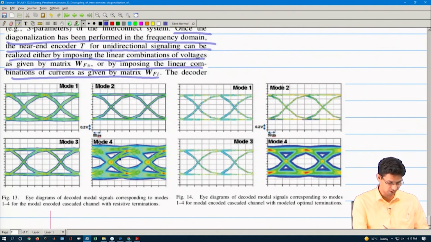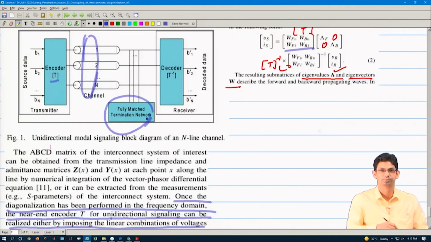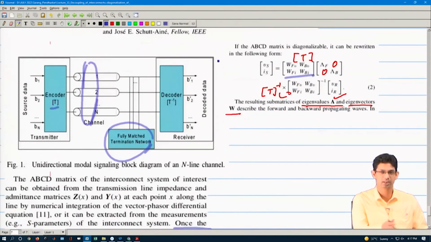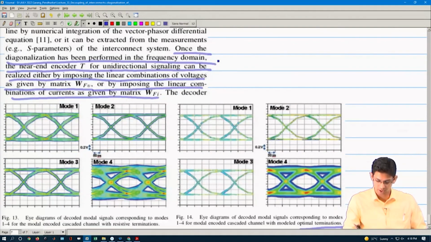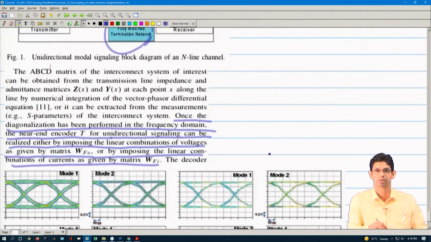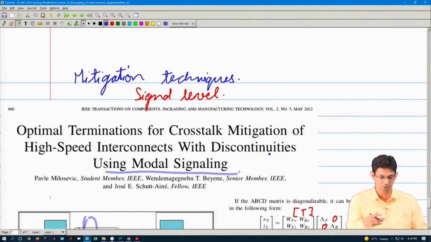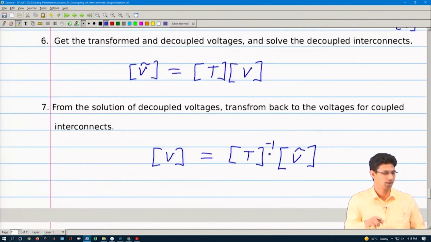So, this is mode 1, mode 2, mode 3, and there is this with optimal terminations and this is without optimal terminations. We also need to have an optimal termination here, otherwise there will be reflections and then it becomes a lot more complex. But here you can see that the crosstalk induced jitters and all those things are then suppressed. So, this is one way of handling this mitigation technique, and for that you need to understand this.